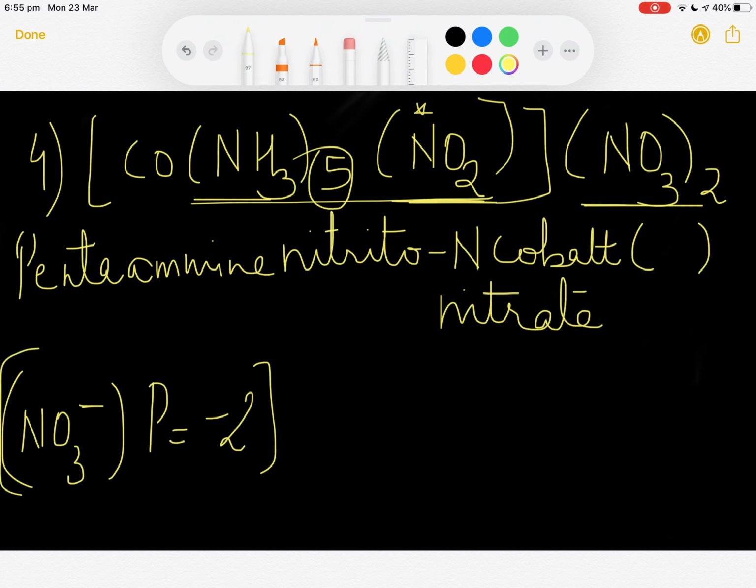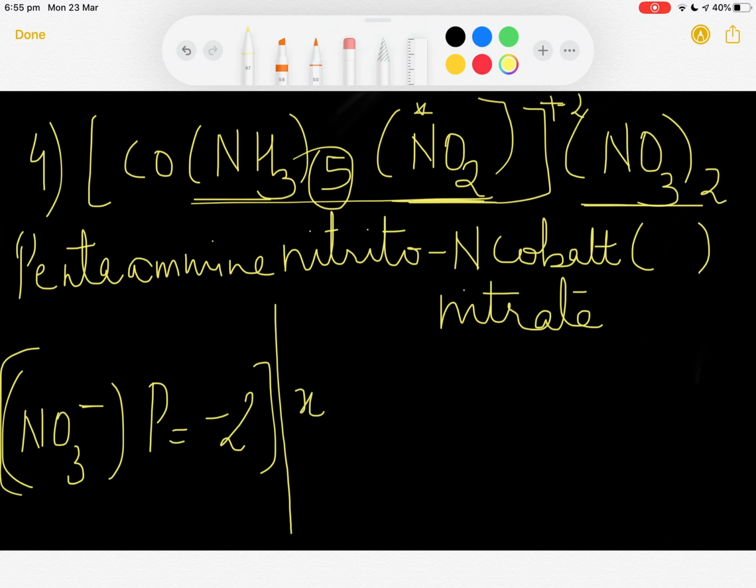So as I told you, the complex should have the opposite charge. So the charge on the complex should be +2. That I could find out with this. Now it's pretty simple for me to figure out the oxidation state. So how to find the oxidation state? Let me utilize this space.